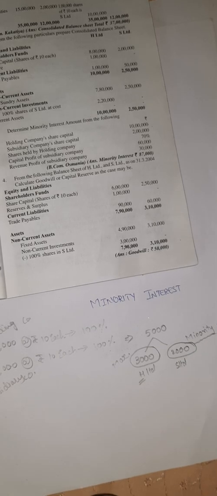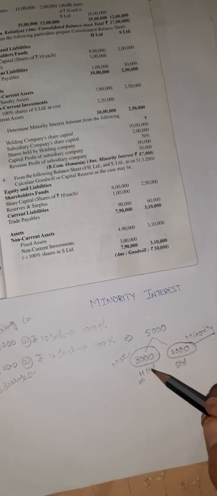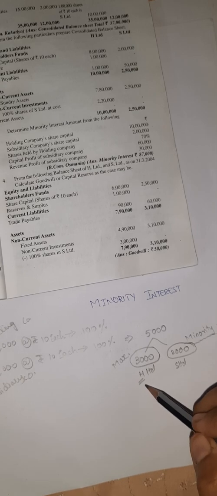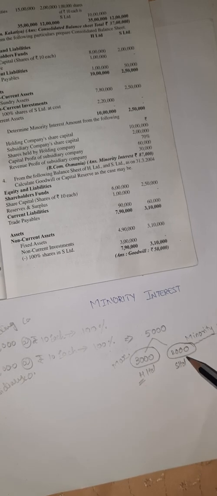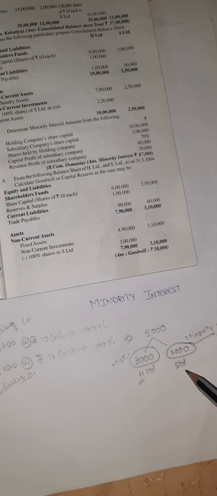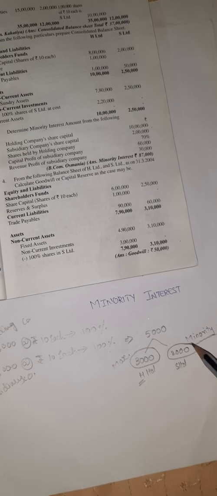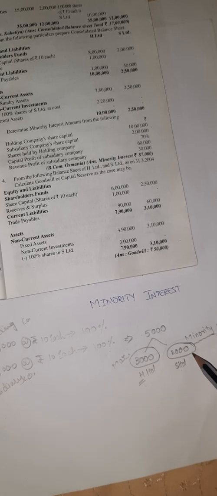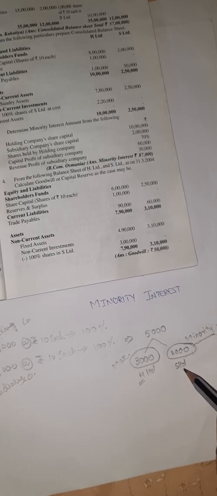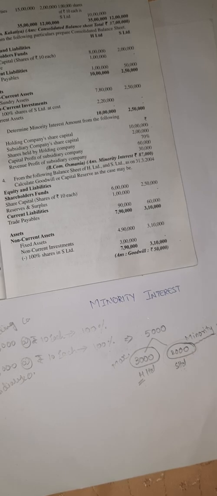So the company which has the maximum shares is called the holding company. The company which has less shareholding is called the subsidiary company. These 2,000 shares, the smaller part, will be called the minority share capital or shareholdings.